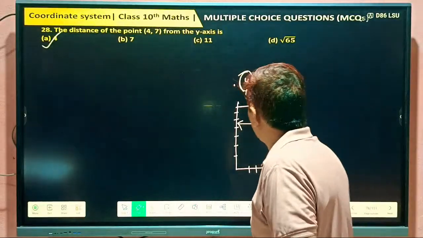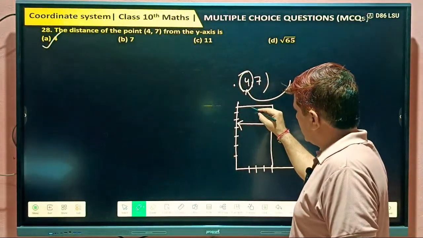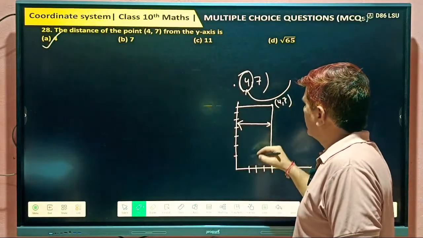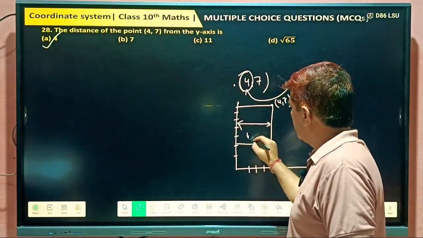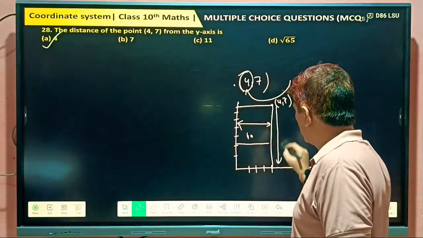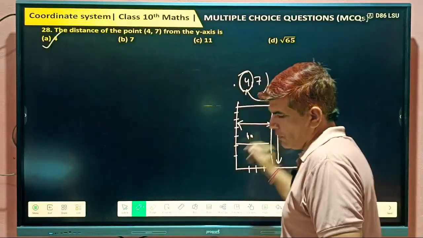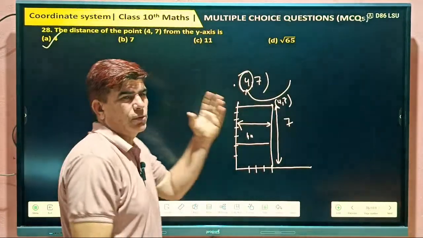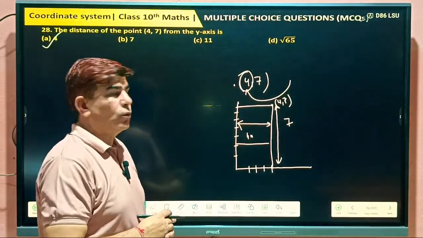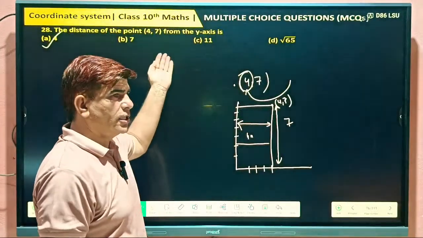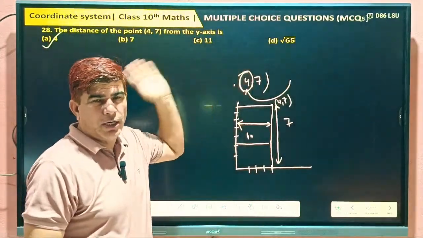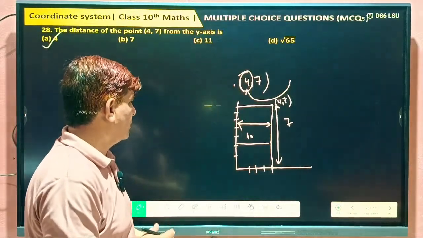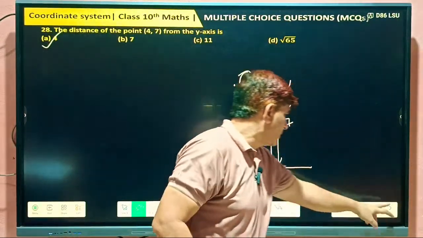So that's why I'm saying, if asked for the distance of this point, whose coordinates are 4 and 7, how much? This is 4 units and this is 7 units. 7 is the distance from the x-axis. So directly you can tell the answer to this type of question. The x coordinate is the distance from the y-axis and the y coordinate is the distance from the x-axis.